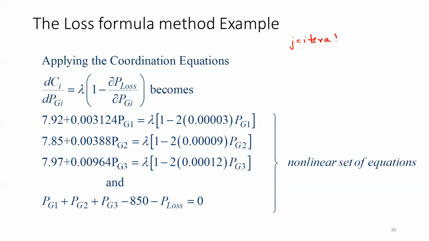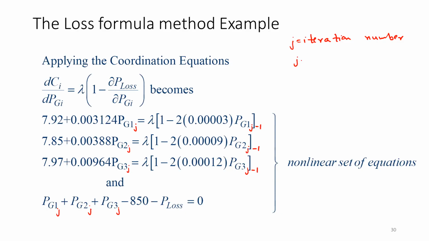J is your iteration number, that's fine. In that case, if these are j, then these are j minus 1. Okay. So that means if you are in the present iteration, then you need the value of pg1, pg2 and pg3 from the previous iteration.